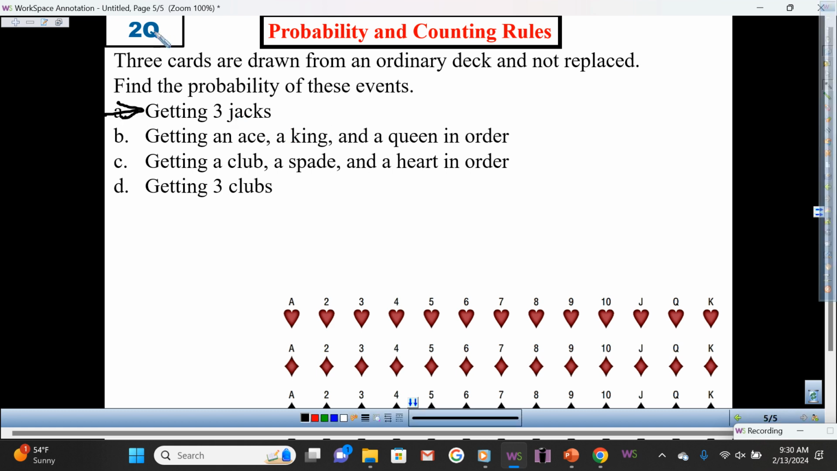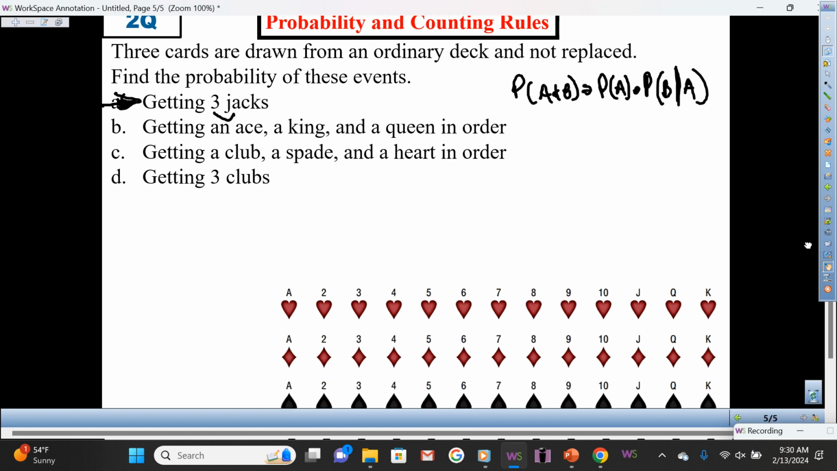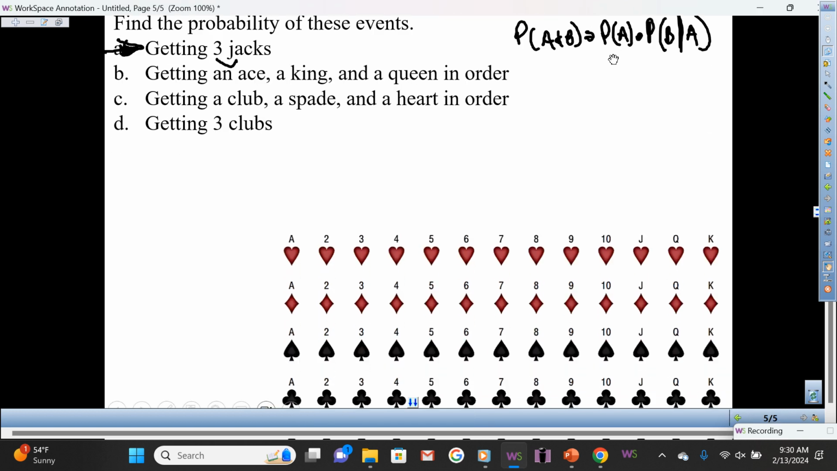On your paper, write example 2Q, A. So we have P of A and B is the same as P of A times P of B dependent on A. At this time, we already know that it's P of jacks, right? So it says getting 3 jacks. Let's start with 1 jack. What is the probability of getting 1 jack? So we can start P of A. Pass on one, Peyton. Probability of getting 1 jack.